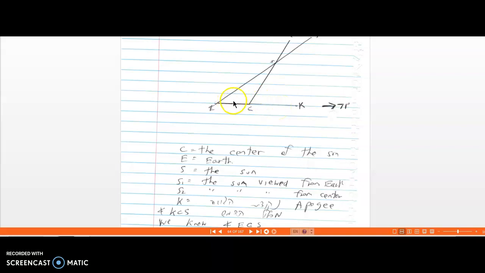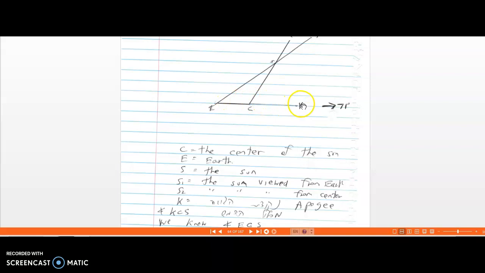You see, I told you that this angle, KES, is 30 degrees, but this is not known. If you know this already, then we don't need to do any calculations. The fact is that we do not know this angle.